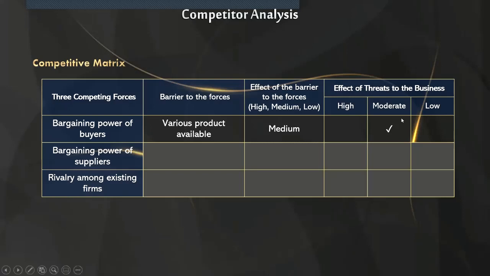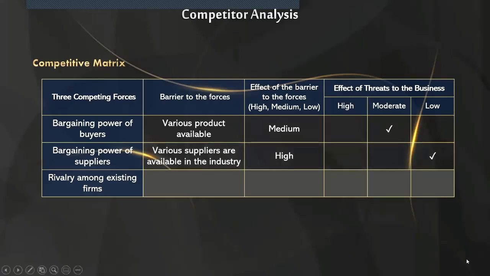Second competing force is bargaining power of suppliers. And barrier factor is actually general siya, no? Various suppliers are available in the industry. So therefore, dili ma-pressure si Julie sa iyahang supplier anytime if demanding si supplier, no, makapangita ra gid siya og another supplier. So effect of this barrier to the competing forces is high. That's why ang threat nga ma-provide ni supplier is low to the business.